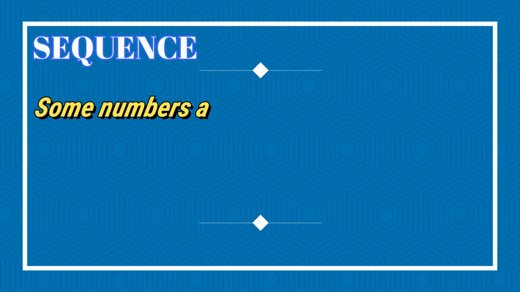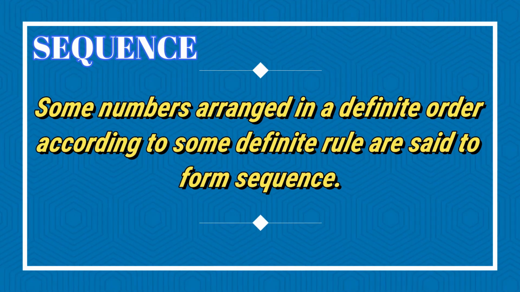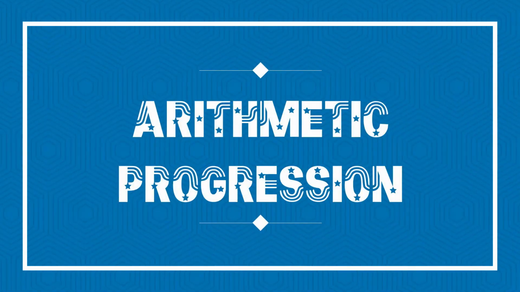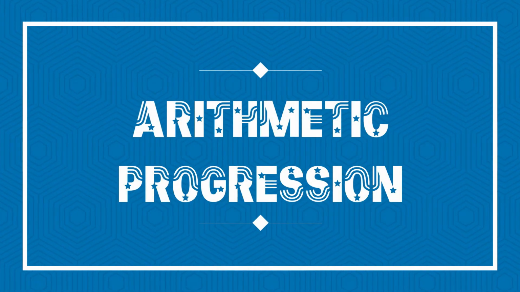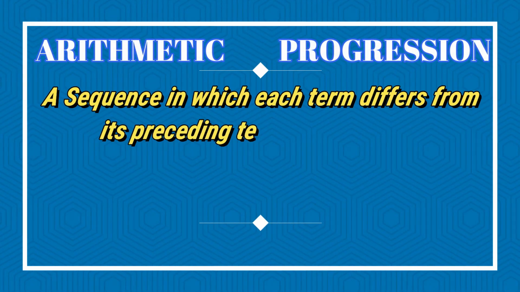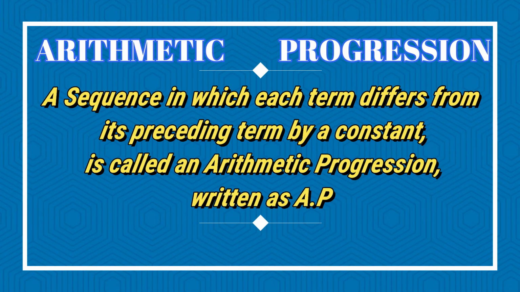Some numbers which are arranged in a definite order according to a definite rule is called a sequence. Okay, now let us see the definition of the arithmetic progression. A sequence in which each term differs from its preceding term by a constant is called an arithmetic progression. And the short form of arithmetic progression is AP. We'll represent it as AP.